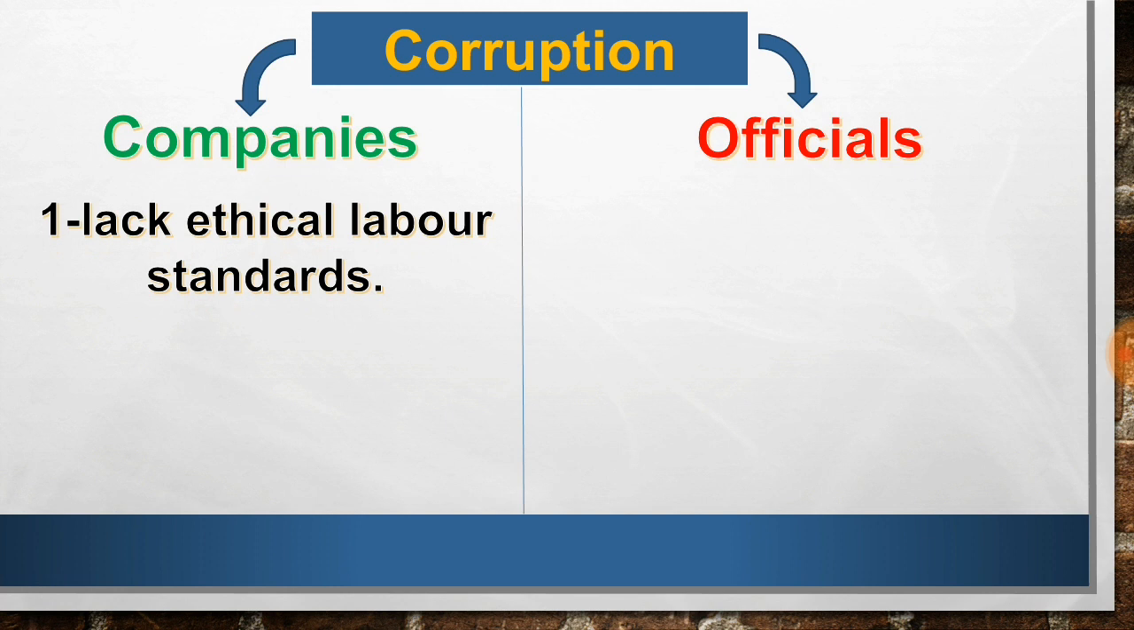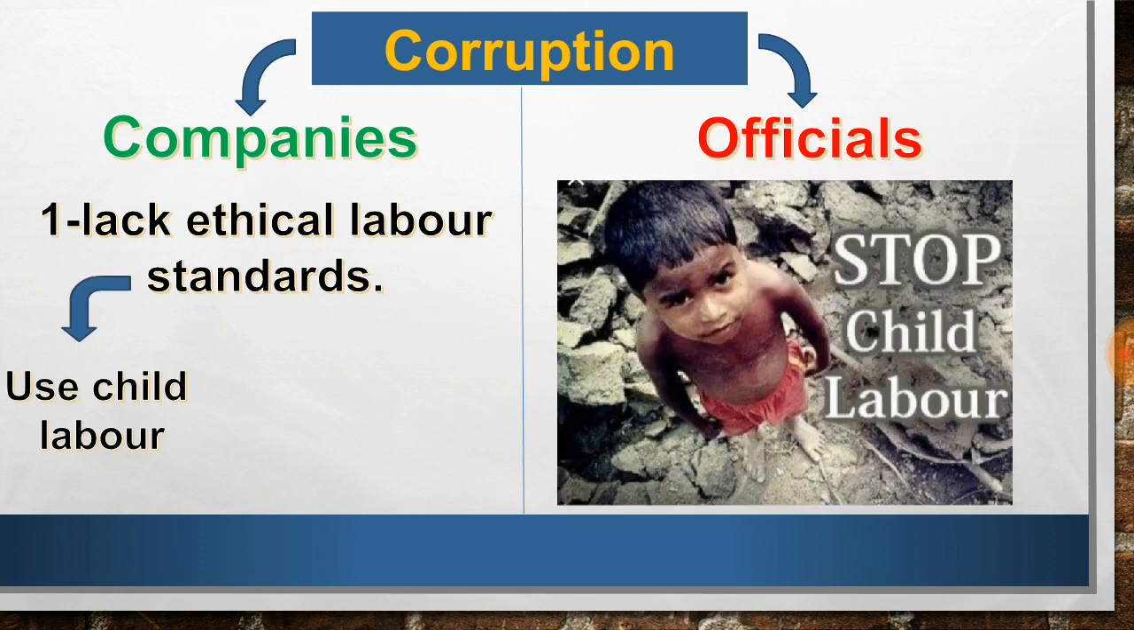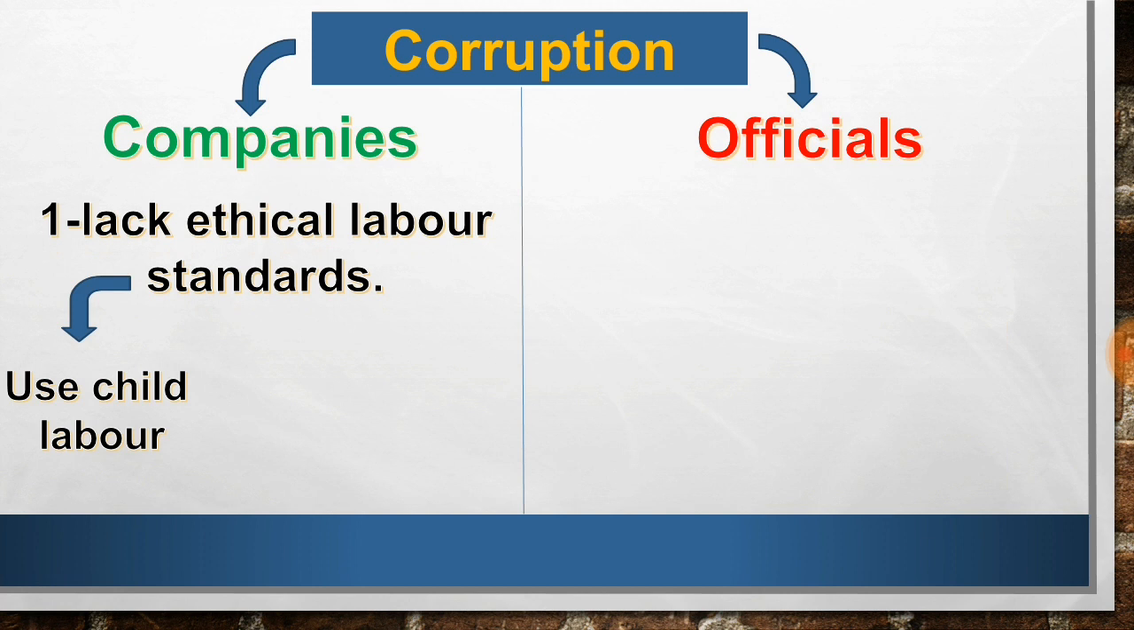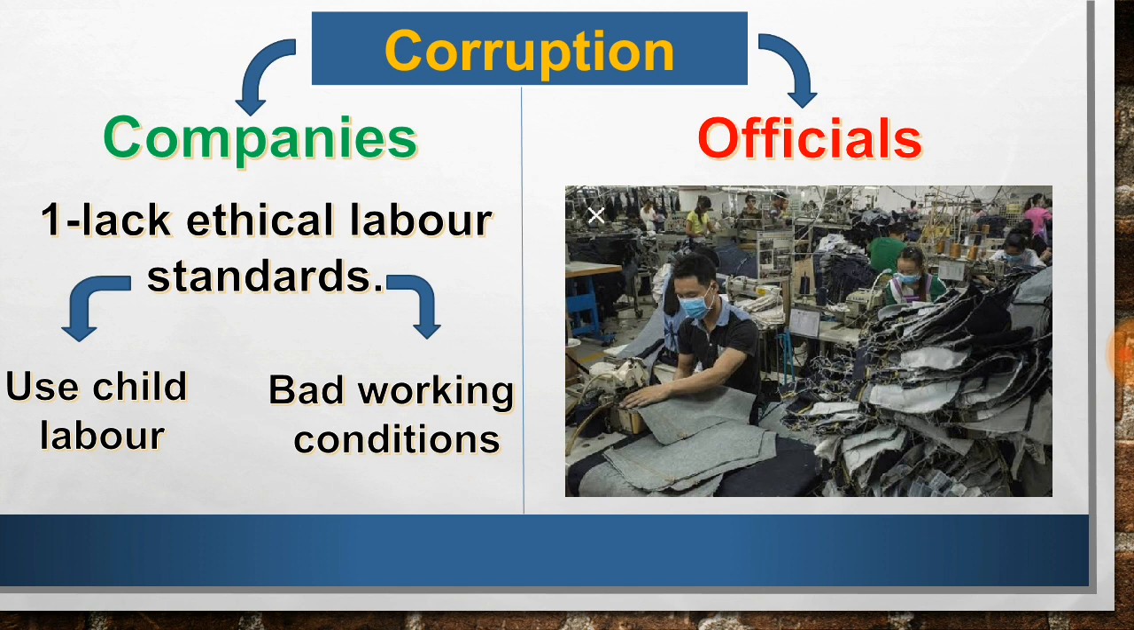Number one, we can say that a company is corrupt when it lacks ethical labor standards. What do we mean by lacking ethical labor standards? For example, when a company employs or uses child labor, when a company employs a child who is under the legal age of employment, we can say that this company is a corrupt company.